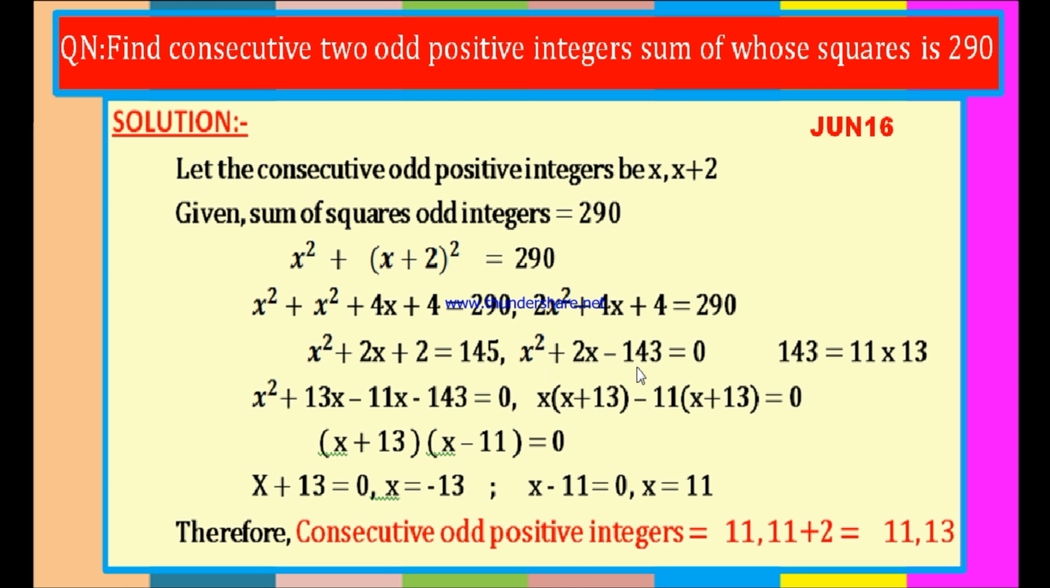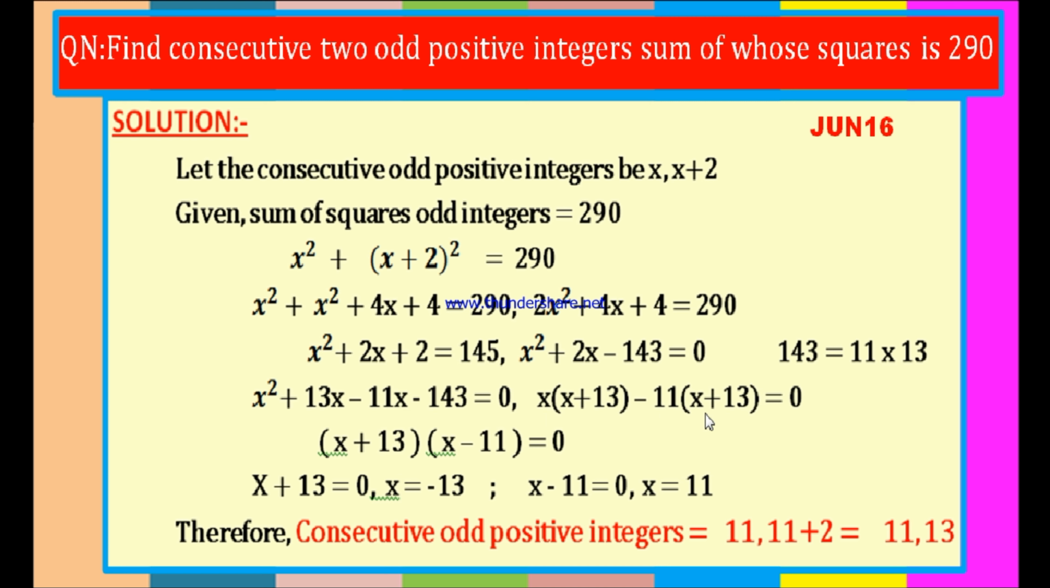You can solve this quadratic equation in different methods. Now we used the factorization method. If you can't understand the factorization method, then you can go for the formula method. Now this quadratic equation is written in the form of x into x plus 13 minus 11 into x plus 13 is equal to 0.